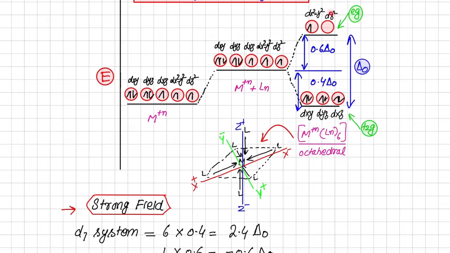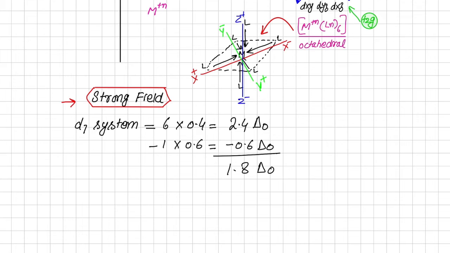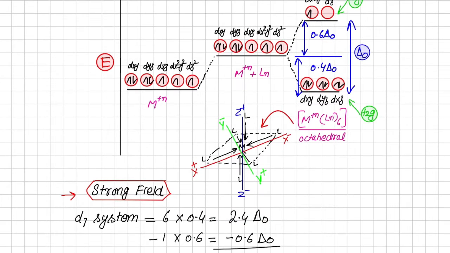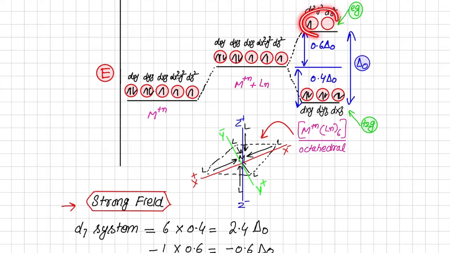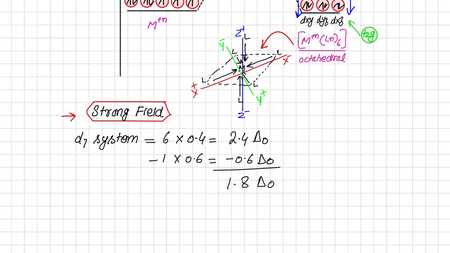Now we must place the extra electron and there is no other option, so the extra electron will go into dx square, y square or dz square. So the energy is calculated as there are 6 electrons, so 6 multiplied by 0.4 is equal to 2.4 delta O, and for this extra electron the value is 1 multiplied by 0.6 is equal to 0.6.